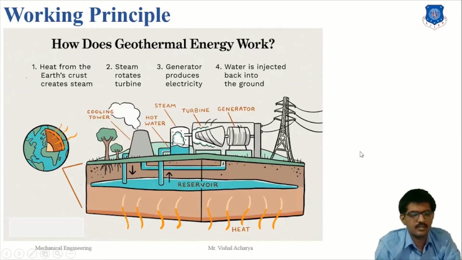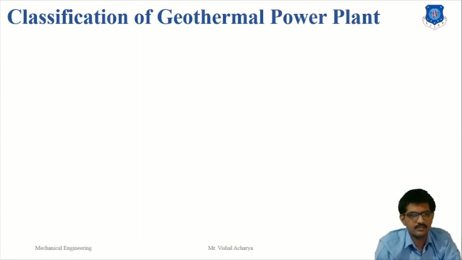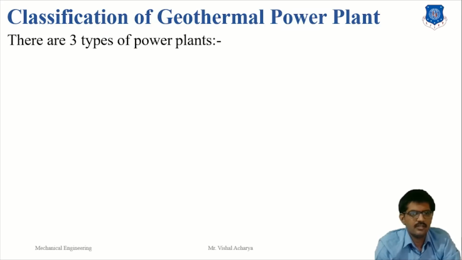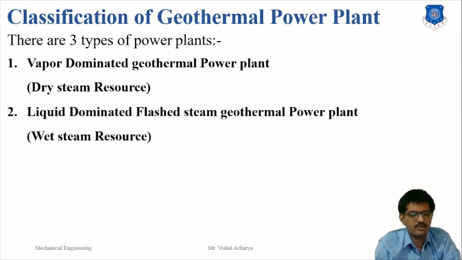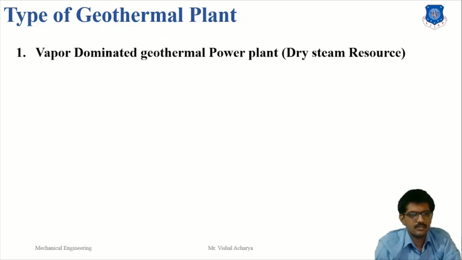First, we will discuss the classification of geothermal power plants. There are three types of power plant. First is the vapor dominated geothermal power plant, also called the dry steam resources power plant. Second is the liquid dominated flash steam geothermal power plant, also called the wet steam resource power plant. Third is the binary cycle power plant, also called the two fluid geothermal power plant. First is the vapor dominated geothermal power plant in dry steam resources.